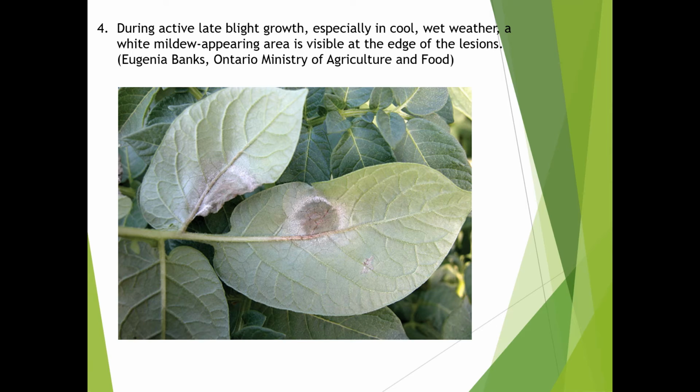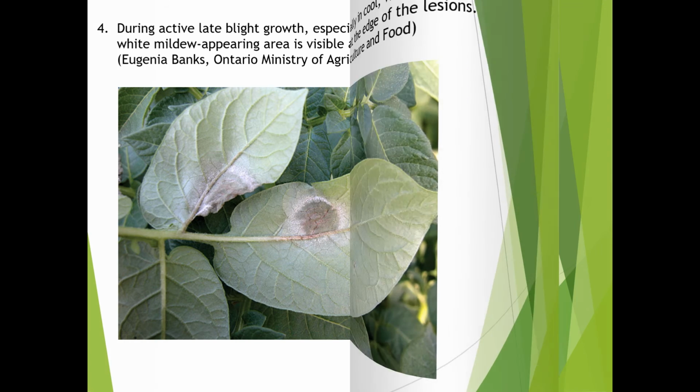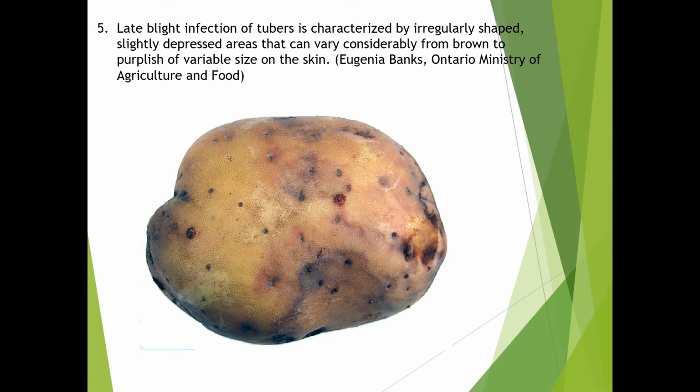Next, during active late blight growth, especially in cool, wet weather, a white mildew-appearing area is visible at the edge of the lesions. Late blight infection of tubers is characterized by irregularly shaped, slightly depressed areas that can vary considerably from brown to purplish, of variable size, on the skin.